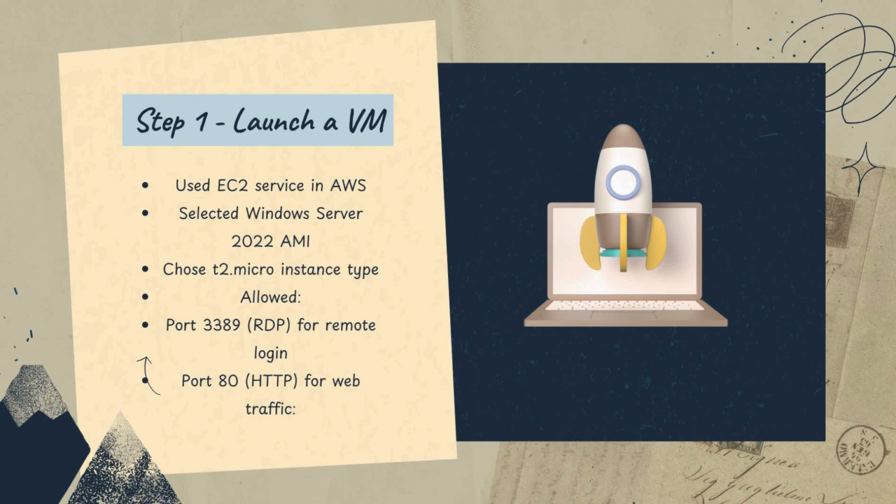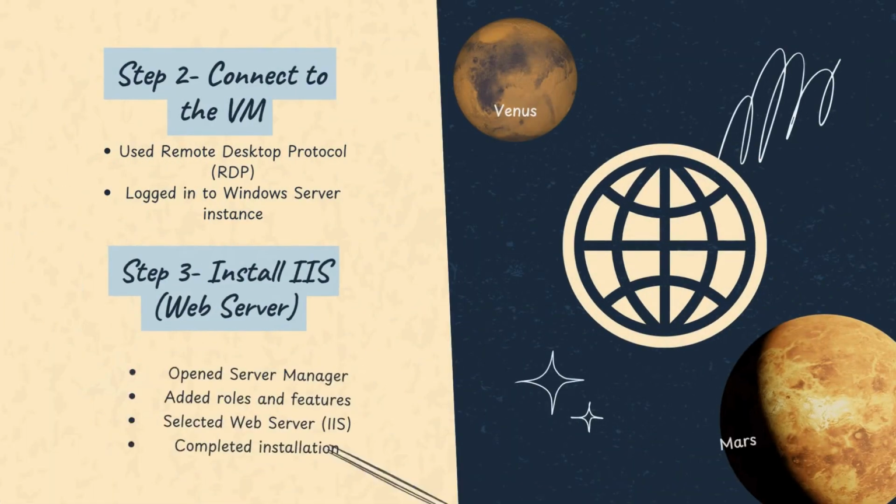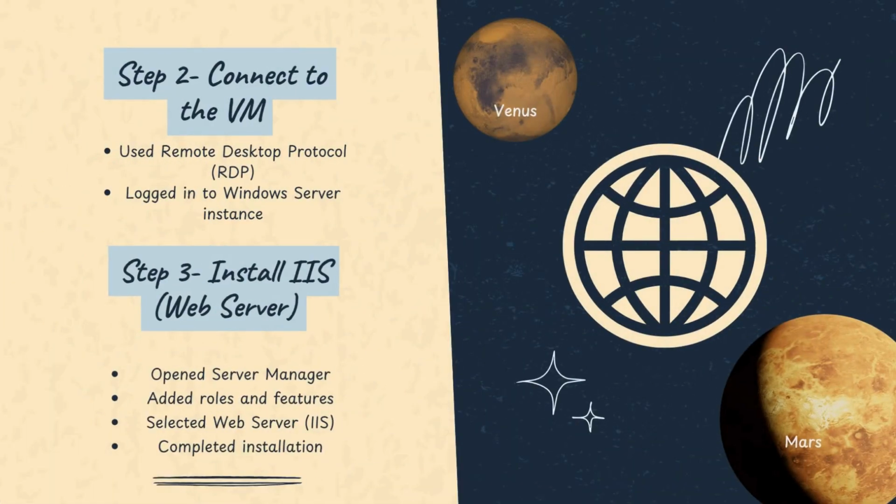Step 1. Launch VM. I started by creating a virtual machine using Amazon EC2. I chose Windows Server 2022 and a small free tier instance called T2 Micro. To connect and host my site, I opened two ports, one for RDP to log in remotely and one for HTTP to show the website. Step 2. Connect to the VM. Next, I connected to the virtual machine using remote desktop. It felt like using a normal Windows computer, but it was running on the cloud.